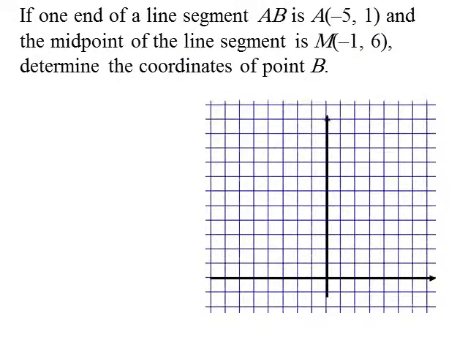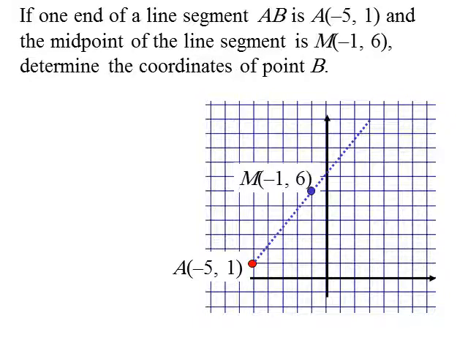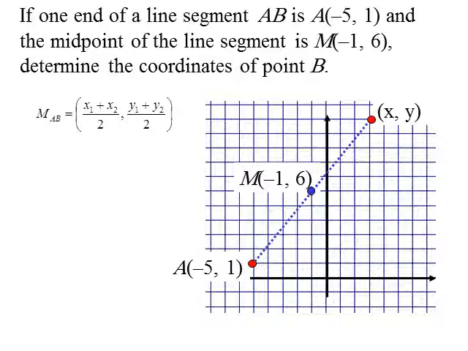If one of the two ending points of the line segment AB is (-5, 1), and the midpoint of the line segment is (-1, 6), find the point B. Here we have the first point (-5, 1), and we also have the midpoint of the line segment, and we don't have the other end point, which is B. I'm going to suppose that B equals (x, y), then apply the midpoint rule. Midpoint of AB equals x1 plus x2 over 2, y1 plus y2 over 2. Then put (-5, 1) instead of (x1, y1).